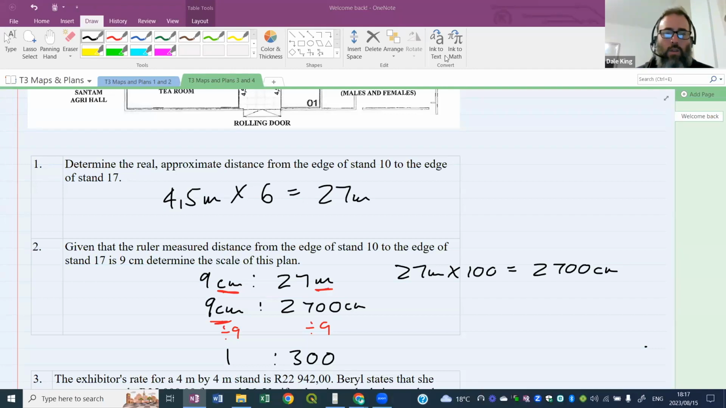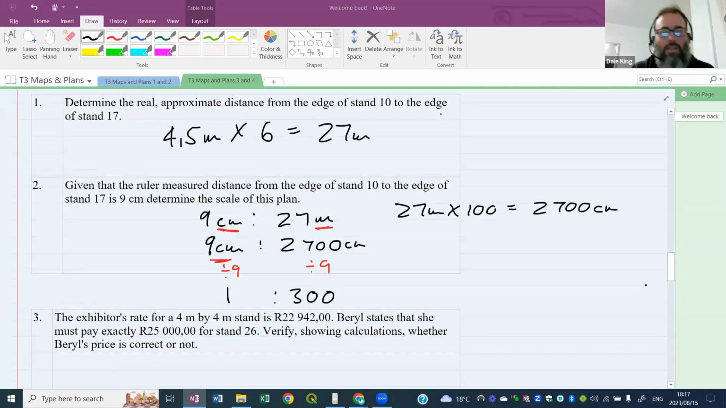So this question of determining the scale of a map is a common one. Just remember, you need a ruler measurement and you need a map measurement. Those are the two things you need. Please remember that. All right. Let's move on to question 3.